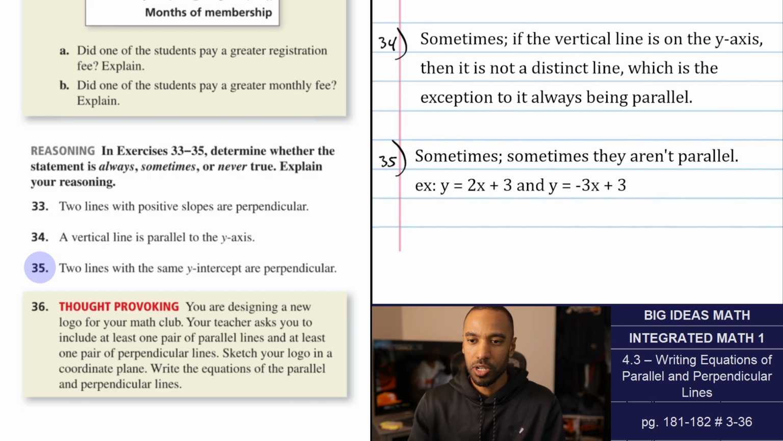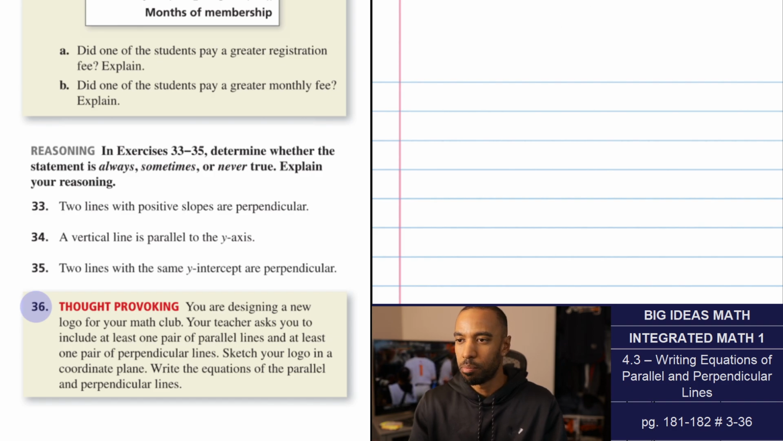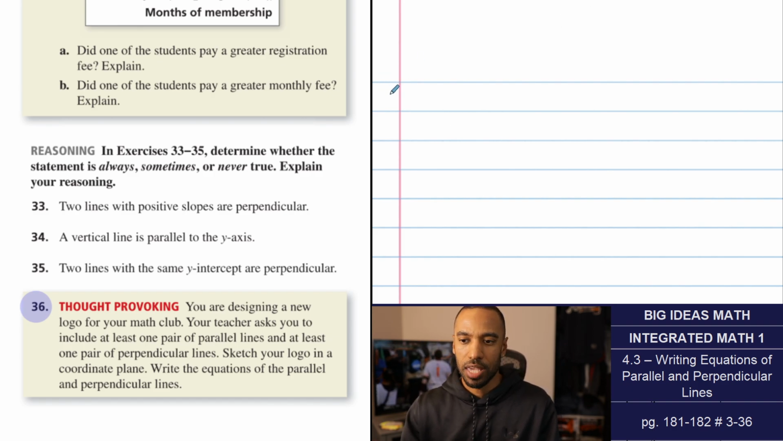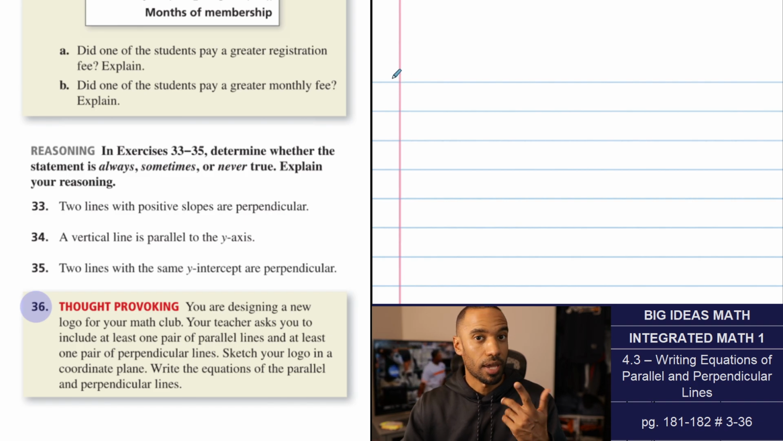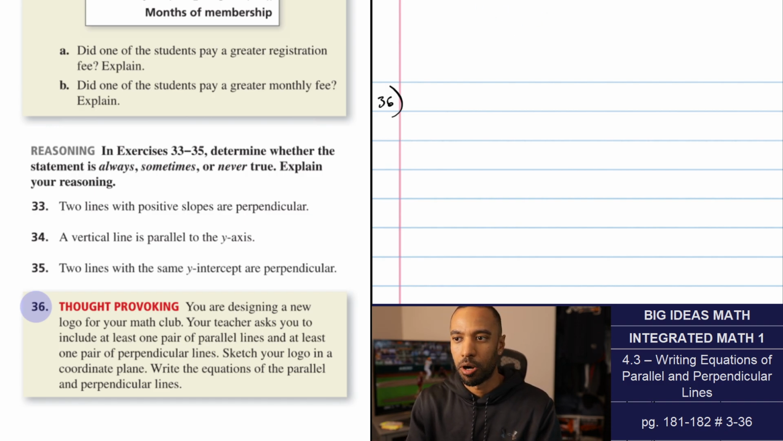Okay, we got one more question. We have a thought-provoking one. You are designing a new logo for your math club. Your teacher asks you to include at least one pair of parallel lines and at least one pair of perpendicular lines. Sketch your logo in a coordinate plane. Okay, I have to attach the graph paper then. Sketch your logo in a coordinate plane. Write the equations of the parallel and perpendicular lines.